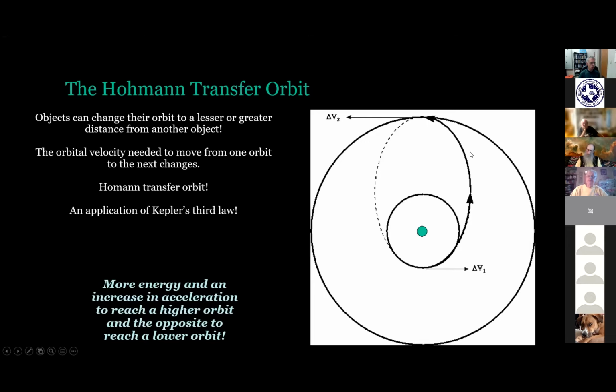So the greater the orbit you need in order to move further away from the Earth, like if you have to go from low Earth orbit all the way to Mars's orbit, you need a lot of delta V. That should be HOH there, a Hohmann transfer orbit. And this is an application of Kepler's third law.